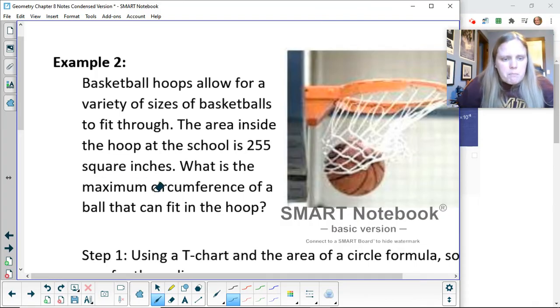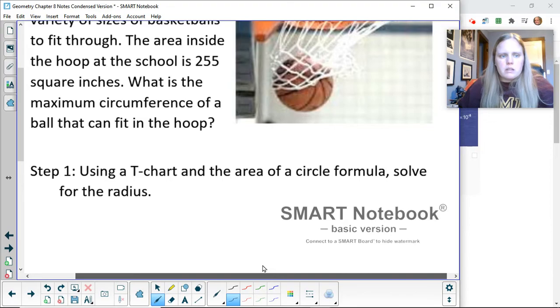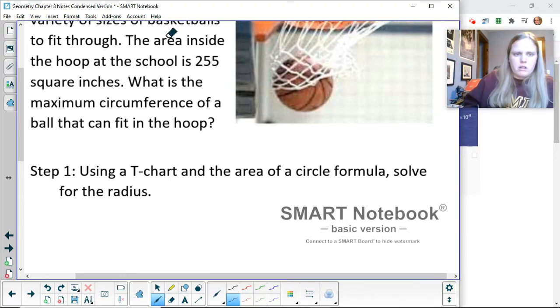All right, what is the maximum circumference of a ball that can fit in the hoop? Well, it might be a pretty big ball, I would say. All right, so step one says, using a T-chart and the area of the circle formula, solve for the radius. Okay, well, we have the area, that's right here.